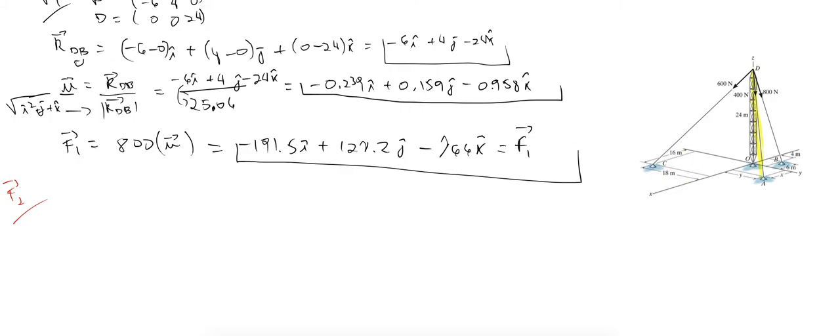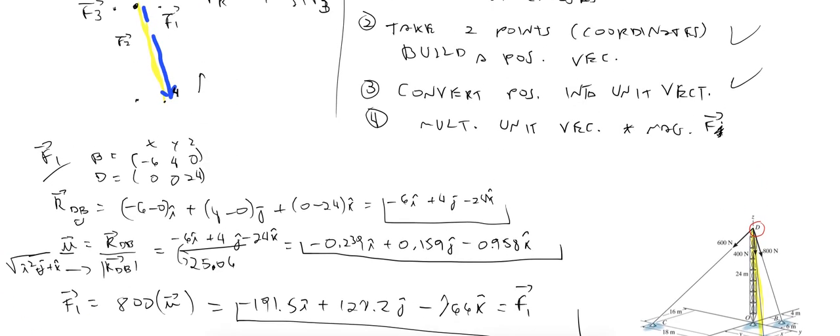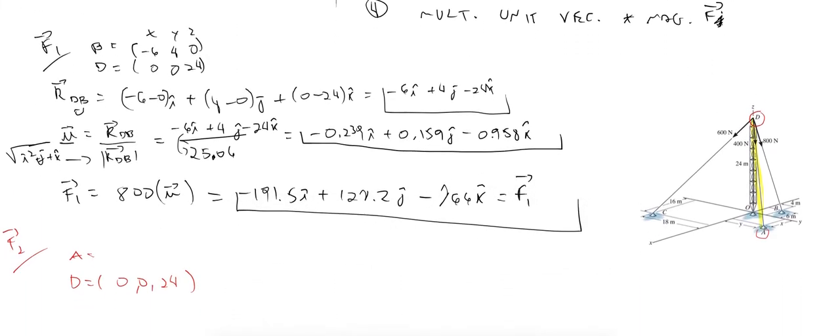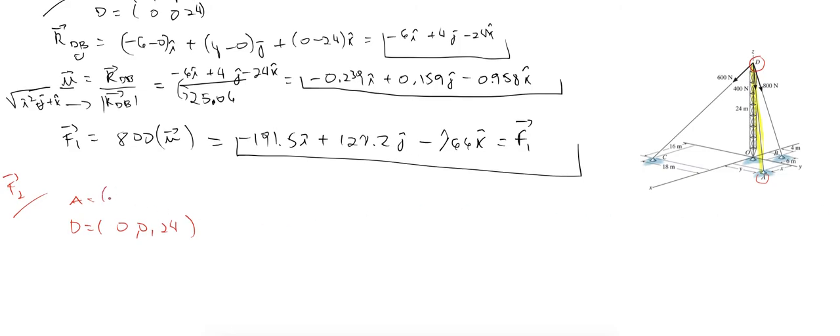So our points of interest are A and D. D we already know, right? What was D? 0, 0, 24. And then A is simply the x which is given. I already forgot. X is 20 and y is 15, both in the positive direction, and then 0 here. So our position vector is going from D to A.